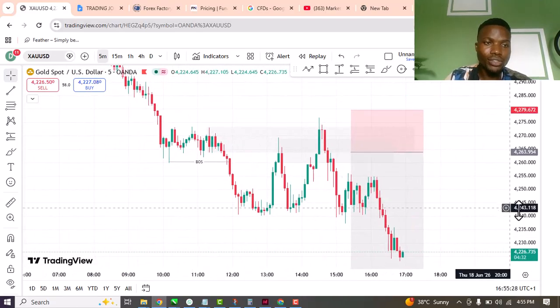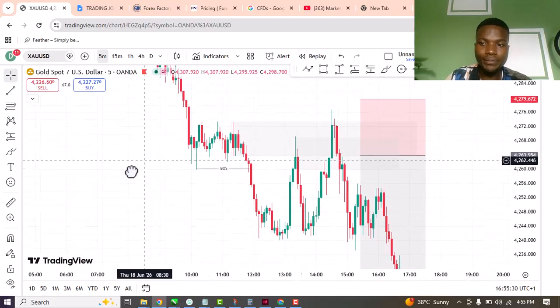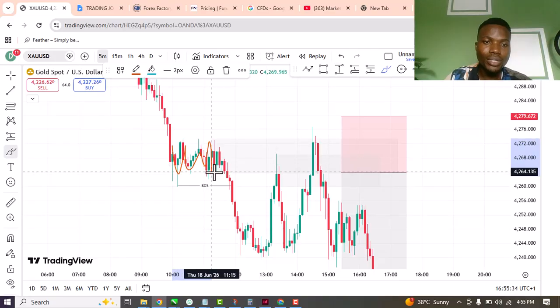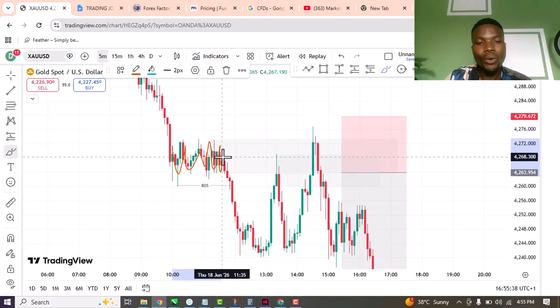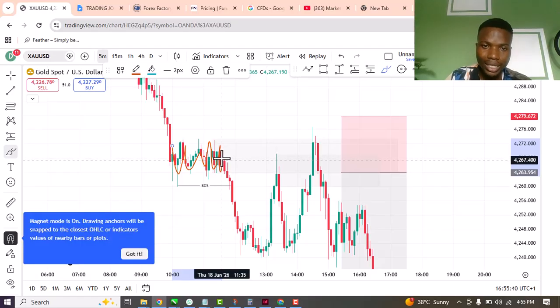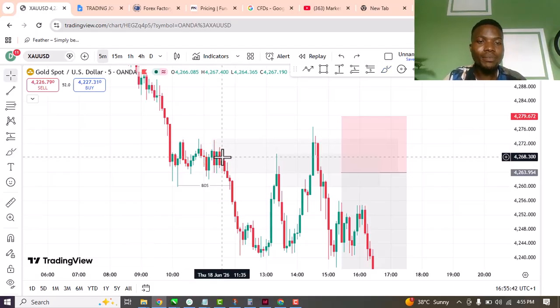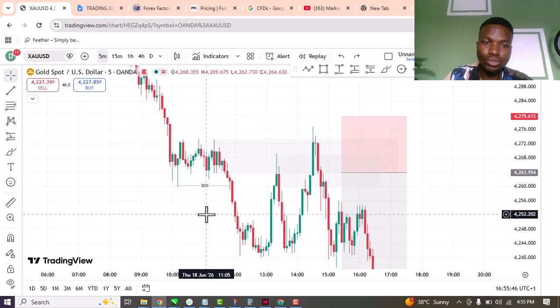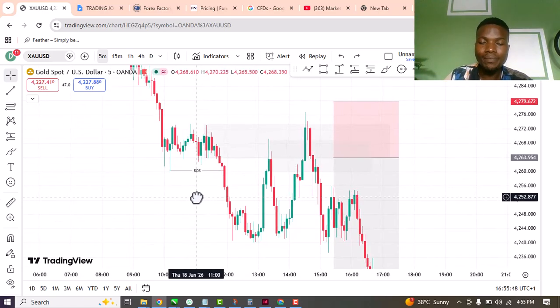So let me zoom my screen so that you are going to see this very well. Okay, so you see that price was actually consolidating around this zone. And when price is consolidating like this, we don't take a trade. Okay, we don't take a trade. So what I simply did is that I waited for the New York session to start before I actually entered this trade. And how do I enter this trade?